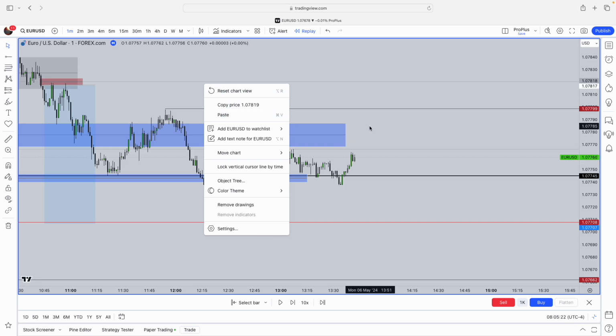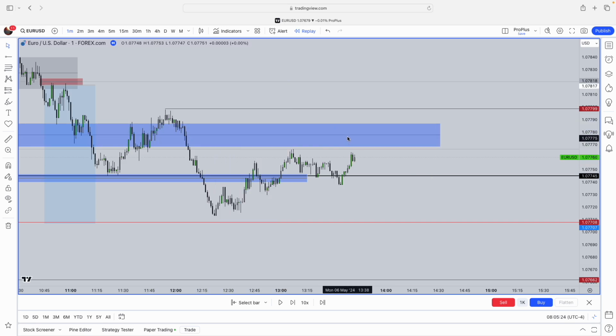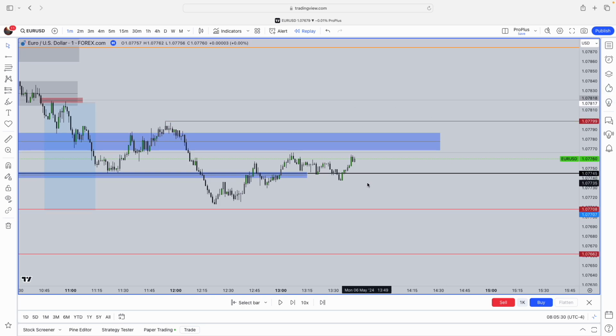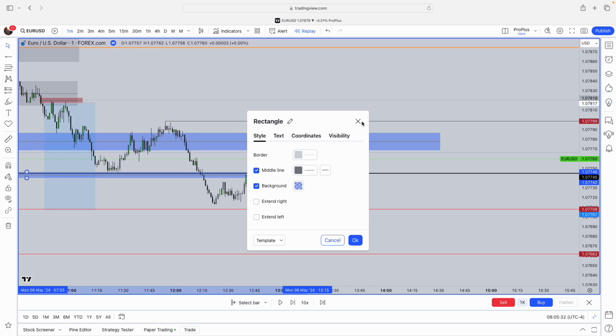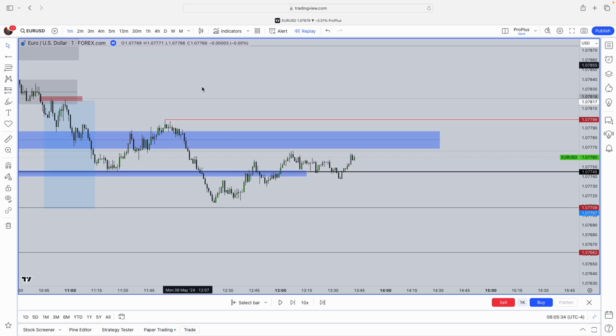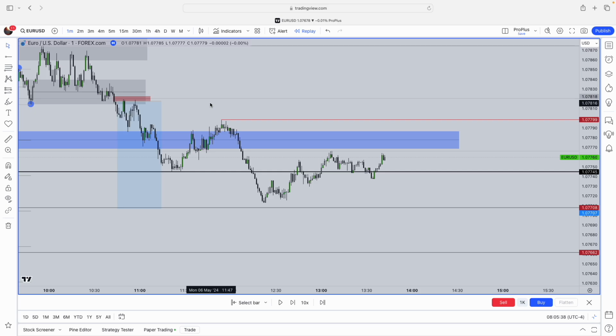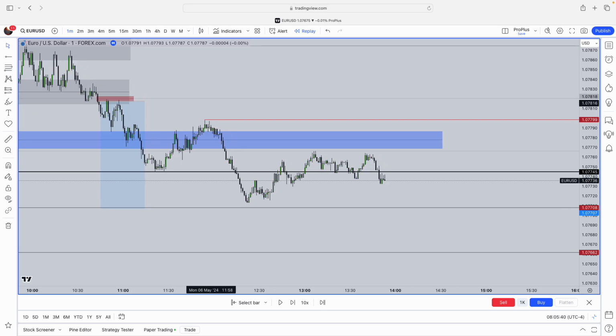I want to see this act as an inversion fair value gap. If the price closes above the consequent encroachment of this, then I wouldn't be interested in price anymore, because it just tells me that it hasn't got the momentum to run lower. So let's just see.